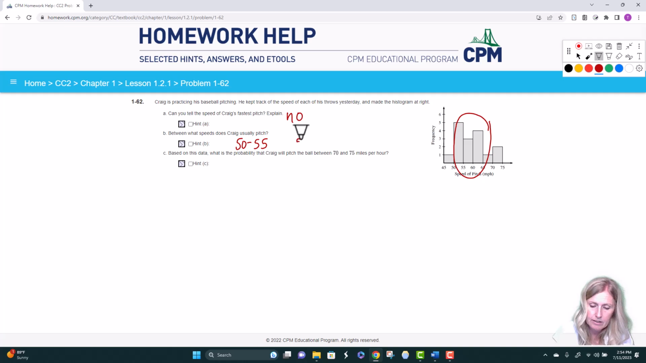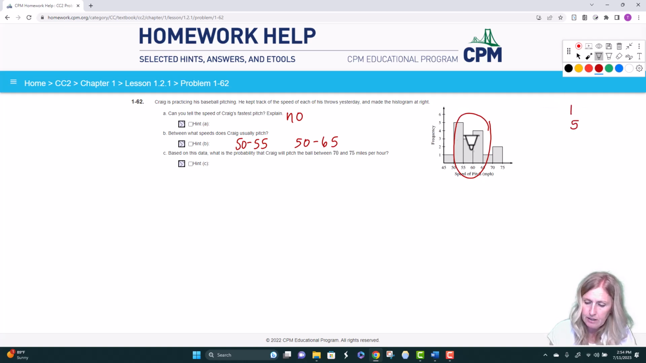C, based on this data, what is the probability that Craig will pitch the ball between 70 and 75 miles per hour? Well, if we want to find the probability of that, we need to know exactly how many times he has pitched. This frequency literally means how often something happens. We just need to count up all of these pitches, and then we'll figure out how many of those was between 70 and 75. So this bar only represents 1 pitch. This one represents 5 pitches. This was 3, 4, 1, and this one's 2.